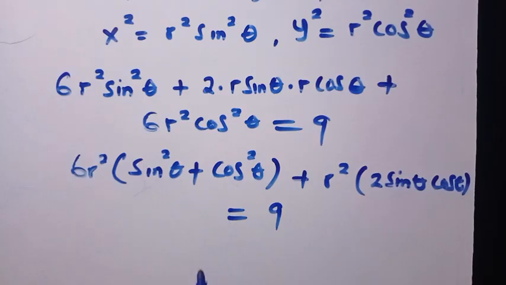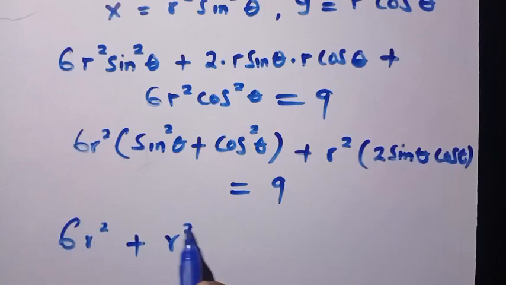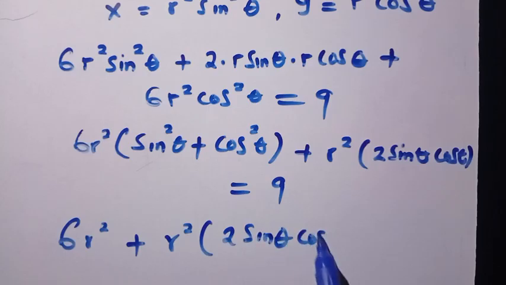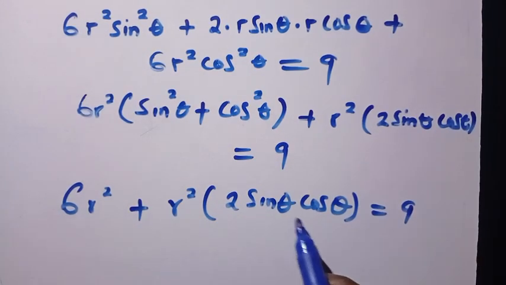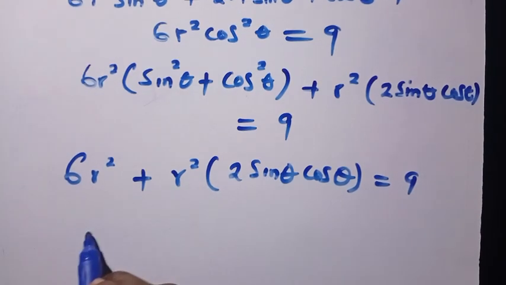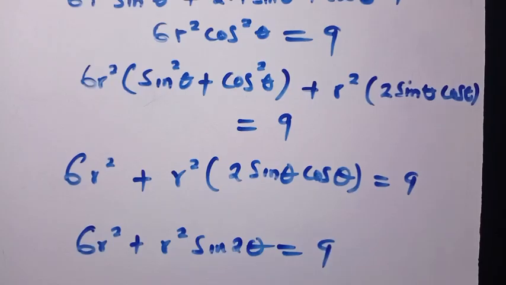Sine squared theta plus cos squared theta equals 1. Then we have 6r squared plus r squared into bracket of 2 sine theta cos theta equals 9. But 2 sine theta cos theta is one of the identities, the double angle formula, which is given as sine 2 theta. So therefore we have 6r squared plus r squared sine 2 theta equals 9.